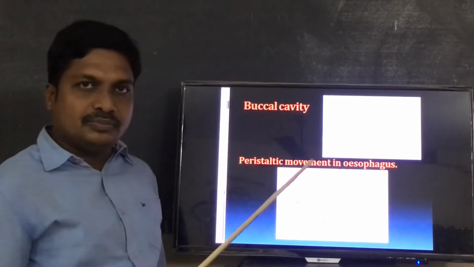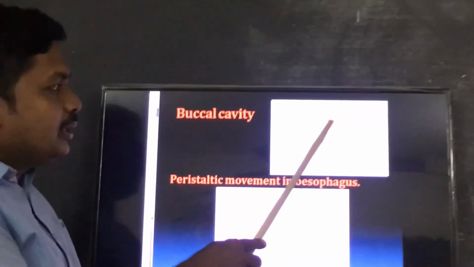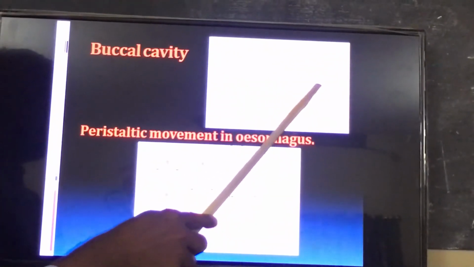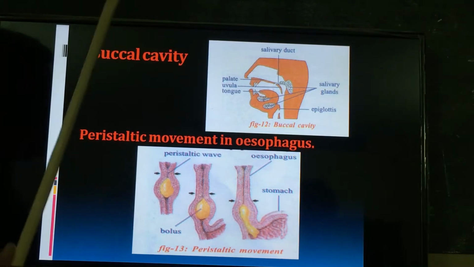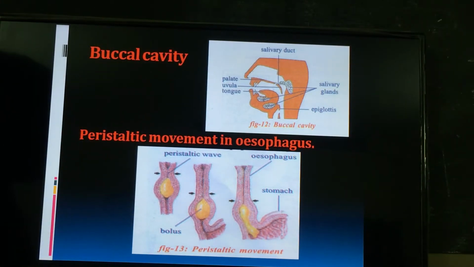Digestion in the buccal cavity. See here. In the buccal cavity we can find three pairs of salivary glands. What are the three pairs of salivary glands? Keep it in mind, very important from the exam point of view. One pair is parotid glands, one pair is sublingual glands, one pair is submandibular glands. Three pairs of salivary glands: parotid, sublingual, submandibular.